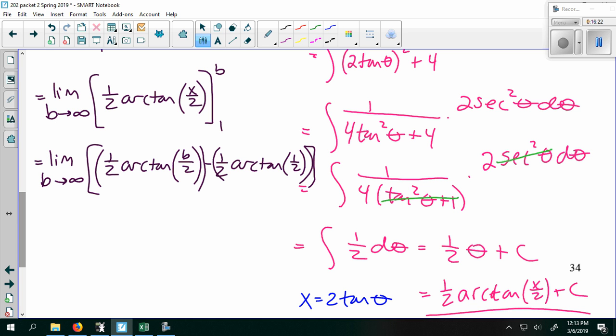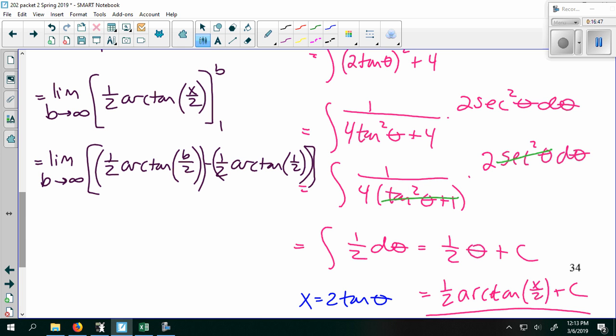There we go. Okay, so now I'm going to take the limit as b goes to infinity. So the arctan of b over 2 as b goes to infinity, that's the arctan of infinity. So I have to think about, where is the tangent undefined? Where does the tangent approach infinity? And that happens at pi over 2.